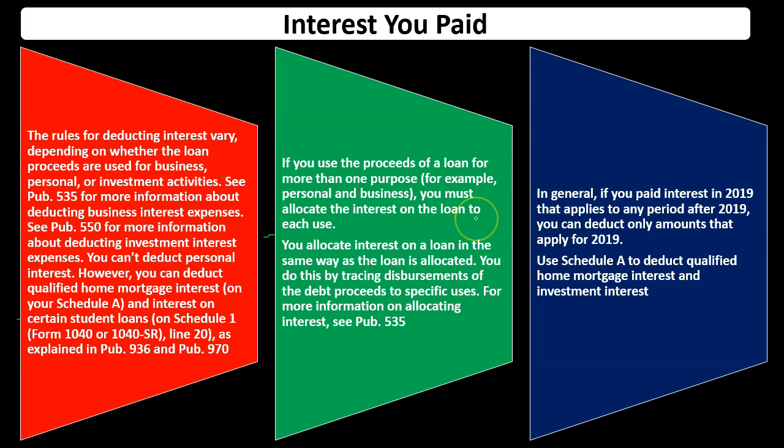In general, if you paid interest in 2019 that applies to any period after 2019, you can deduct only amounts that apply to 2019. So this is an issue where people would try to have a timing issue on their loan. What if they try to prepay the interest? In other words, they haven't incurred the interest, because interest is kind of like rent.